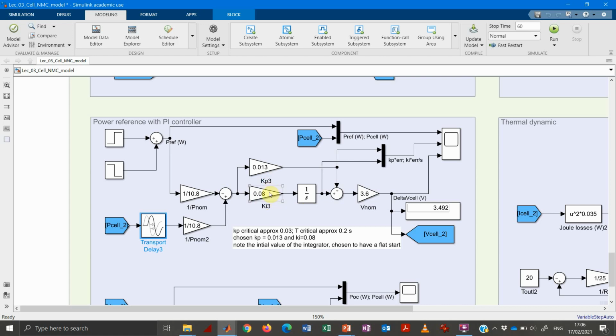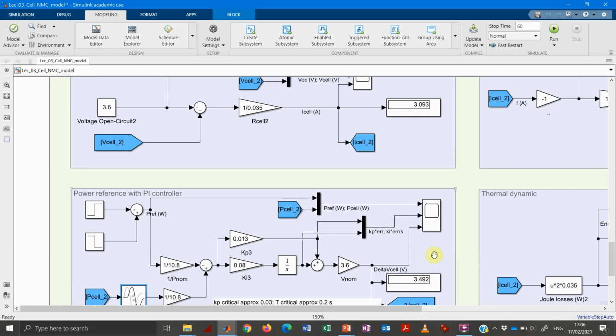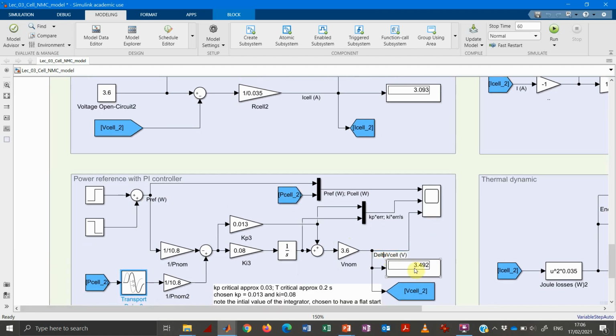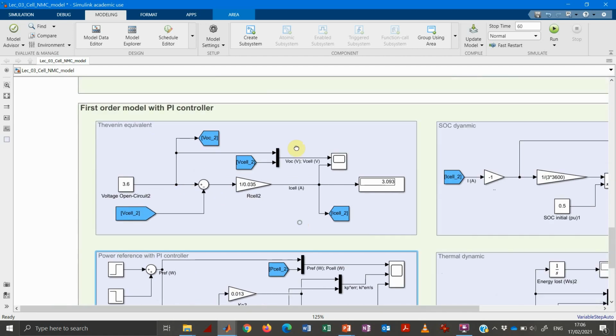I have the gain here, that's the final values. We'll go through the usual tuning. I have my integrator, my gain up here, and then my output would be my cell voltage. Okay, so I have the number down here, which then I use to calculate the usual Thevenin equivalent up here.